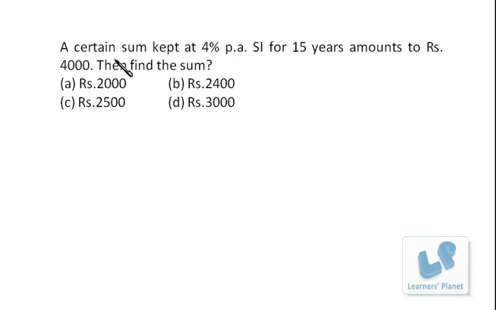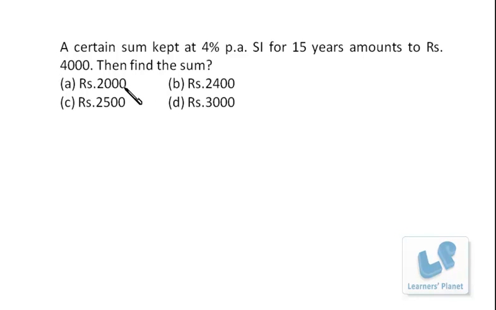Let's try this sum. A certain sum kept at 4% per annum SI for 15 years amounts to rupees 4,000. Then find the sum. A very simple problem. Friends, you can do it even mentally. If the sum is kept at 4% per annum for 15 years, that means to the original principal 60% will be added, because 4% per annum means 4% plus 4% on the principal. If we count till 15 times, then we will be getting 60% addition on principal. Okay, now just take the backward approach: on what amount, if you add 60% of it, will you be getting 4,000.